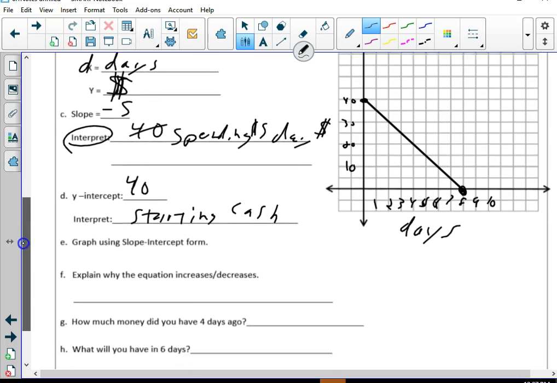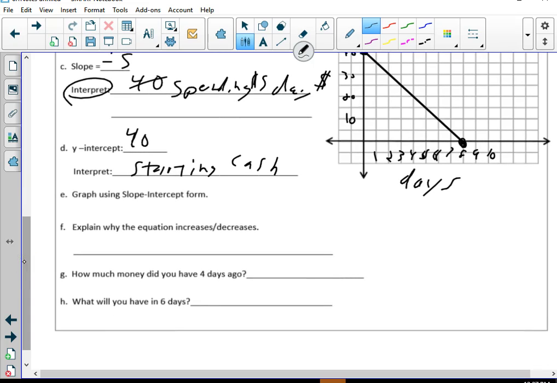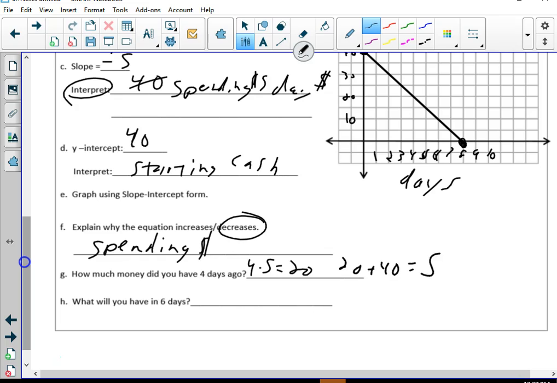We just graphed it. Why is it decreasing? Well, it's decreasing from spending money. How much did you have 4 days ago? Well, we're going backwards. So how much are you spending a day? 5. So 4 times 5 is 20. What's our starting cash? 40. So 20 plus 40 means we had $60 4 days ago.